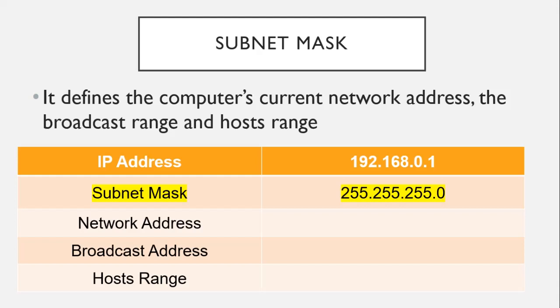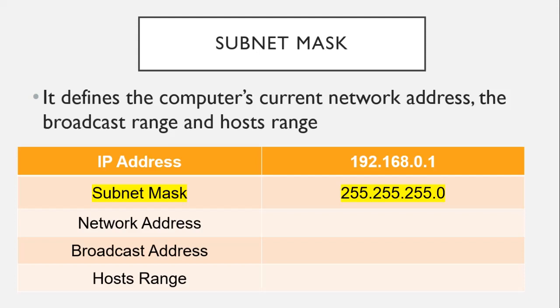Let us compare each byte, or the corresponding number, in layman's terms. What is the corresponding number of 192 in your subnet mask? If it is 255, you copy it to your network address. So let us try to solve for the network address.